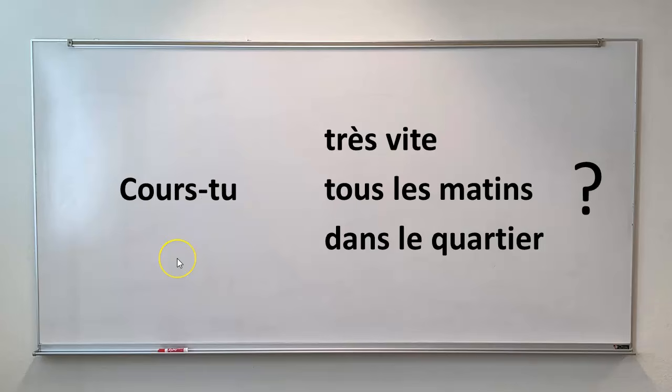Okay, let's try a different approach to this. Instead of making a statement, we're going to ask the question. It's more likely that you'll hear a question with this form instead of a statement. So I've just randomly chosen inversion. There are different ways of asking the question, which you know, and this is just a random choice here. So if I want to say, do you run very fast? I would say, cours-tu très vite? Do you run very fast?